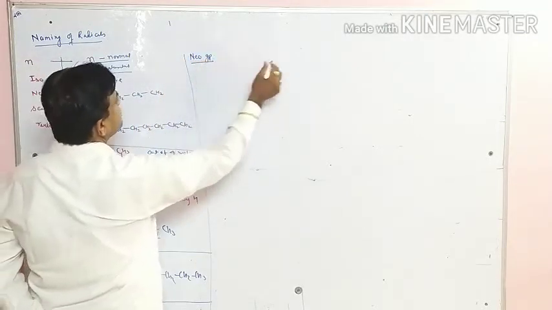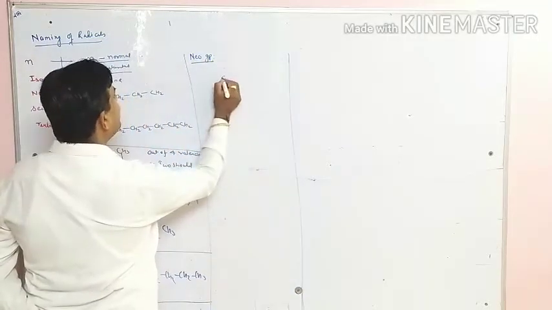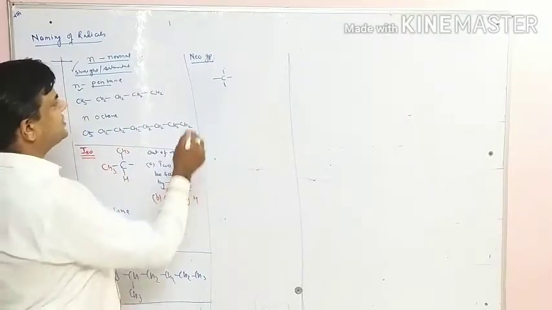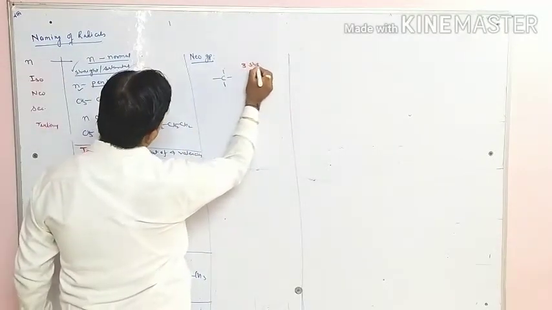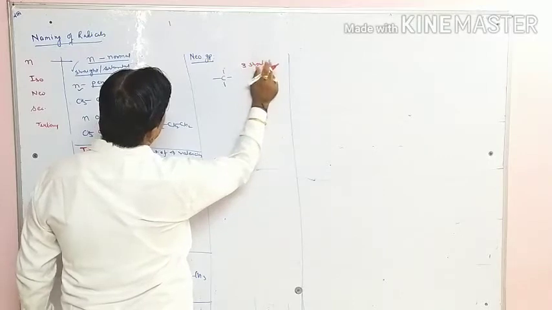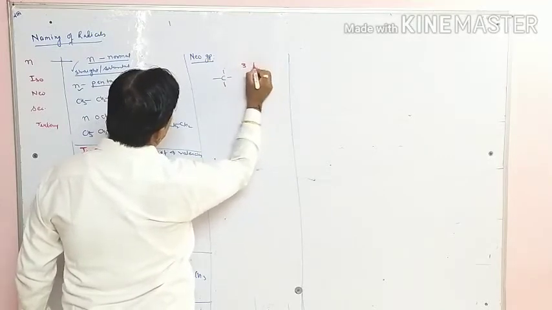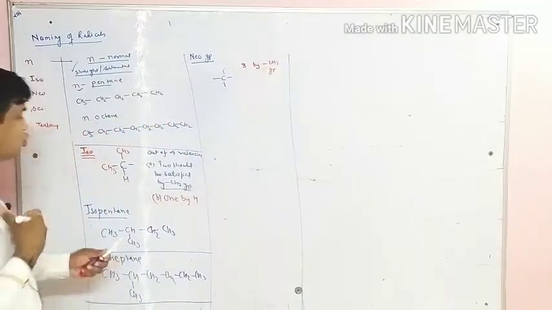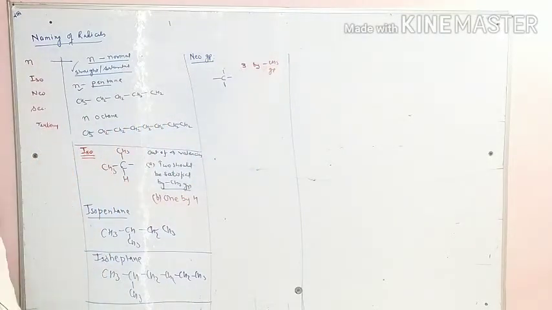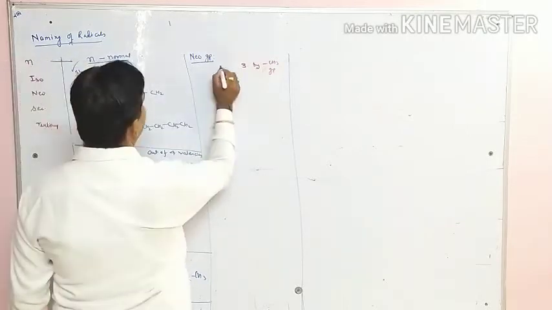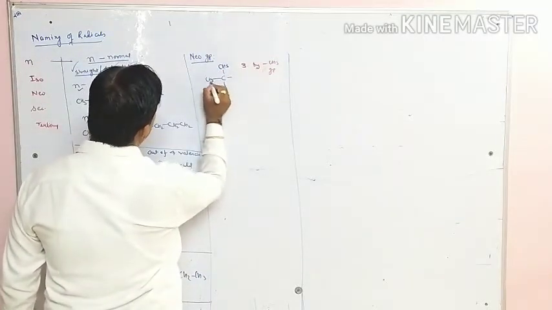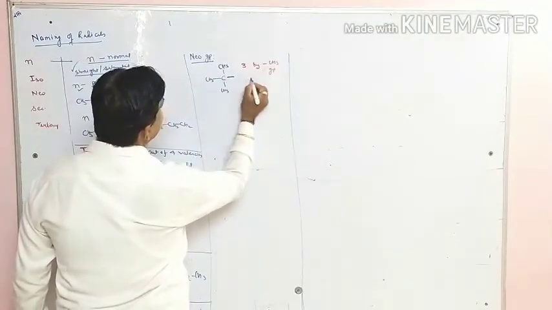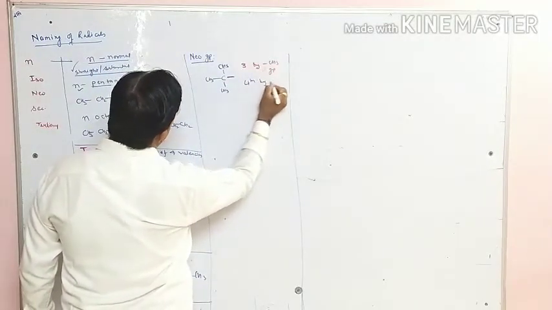See, if somebody asks neo, again you open the 4 valencies of the carbon. By opening the 4 valencies, 3 should be satisfied by methyl group. In the case of iso, 2 should be satisfied by methyl group. In the case of neo, 3 valencies should be satisfied by the methyl group. This is methyl, this is methyl, and this is methyl. 3 valencies by methyl group, and the fourth valency by carbon chain.